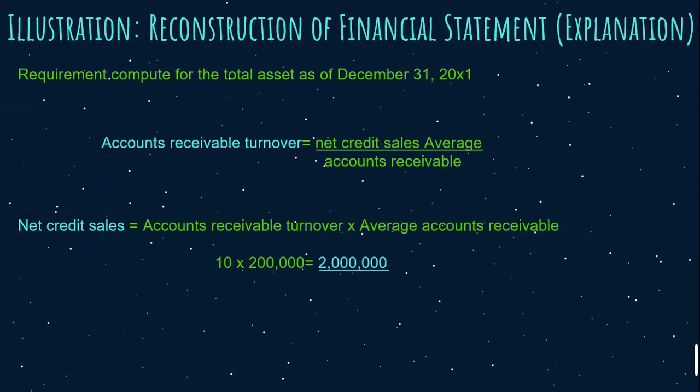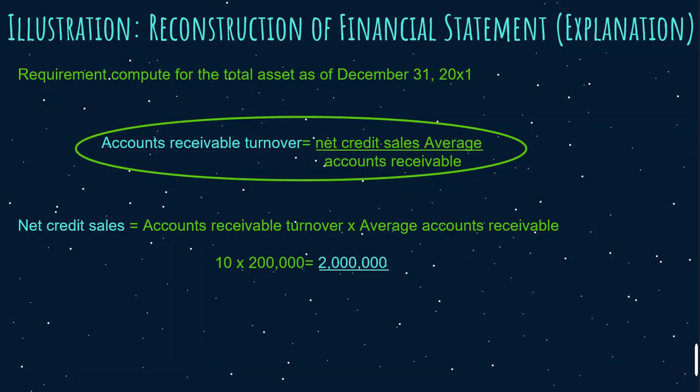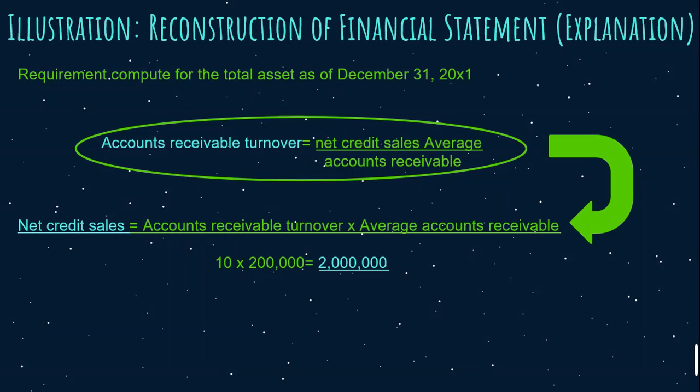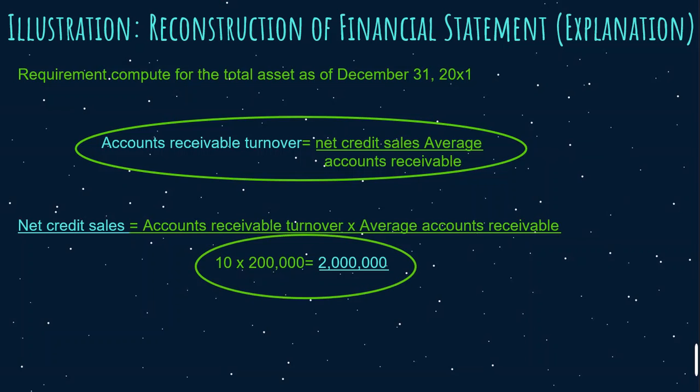So next illustration is yung reconstruction of financial statement. So dito, para makuha yung total asset, una, kailangan muna kunin yung net credit sales na kinukompute gamit tong formula na to. Pero kailangan siyang i-convert dito para makuha yung net credit sales. So magiging net credit sales is equals to account receivable turnover times average accounts receivable. So 10 times 200,000 is equals to 2 million. So yung 2 million, yun na yung net credit sales natin.